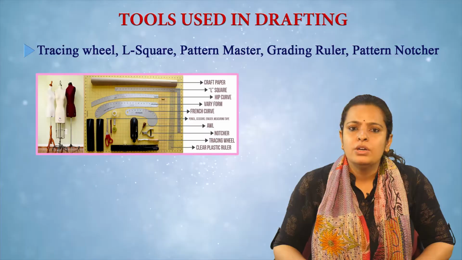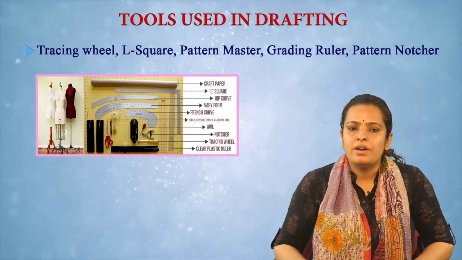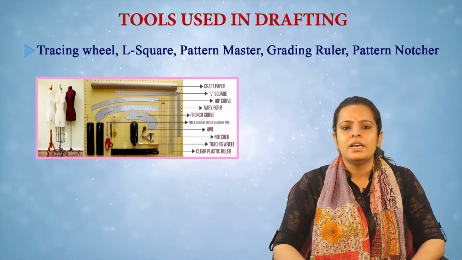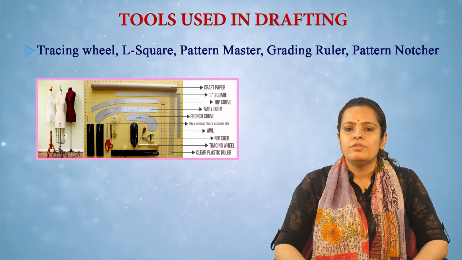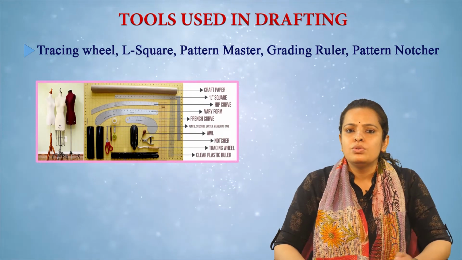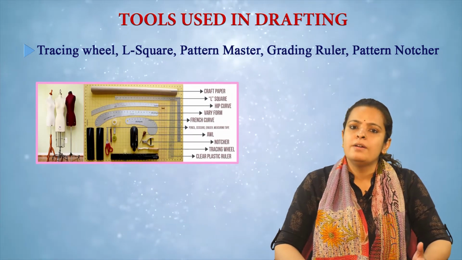pattern making or drafting. Then there are some tools we use while creating a pattern or drafting. We have also discussed them in our units, but just to know one more time, the tools we use while drafting are, first, the tracing wheel. The tracing wheel, as we have discussed, is a small wheel which is used to transfer the design onto the pattern paper.